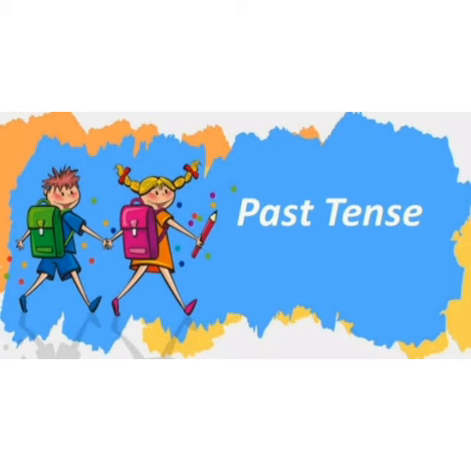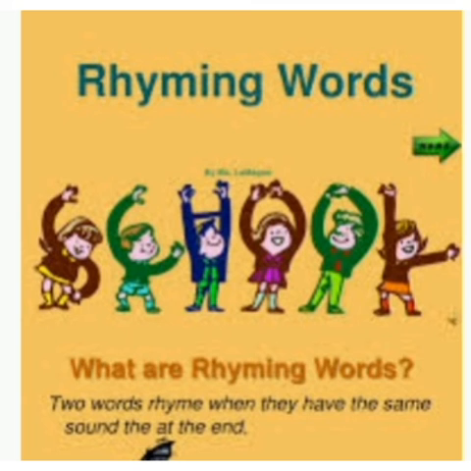What is a rhyming word? Rhyming words are the words which have the same sound, isn't it? For example, hip, dip, ship. Minister, sinister. So these are the rhyming words. The words which end in the same sound are called rhyming words.